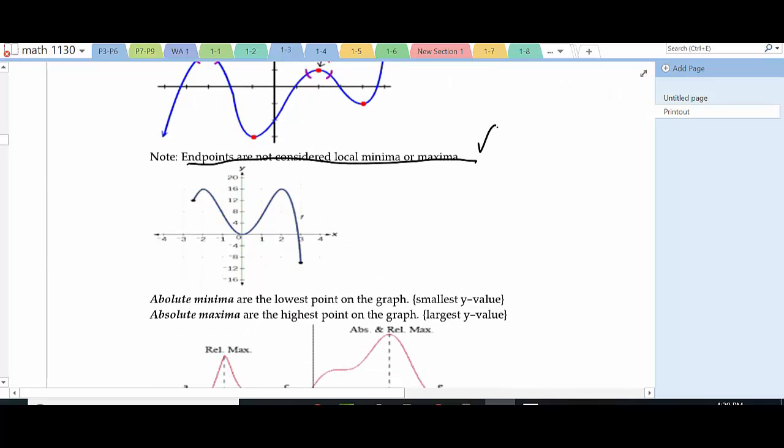That's important. Okay? And then this, I told you to write this down, but I guess I put it on there for you: endpoints are not local max or min. So if you look at this diagram here, this would be a max. This would also be a max. And then this would be a min like that. Okay? But the endpoints don't count. Everybody got that? Okay. All right, any questions?